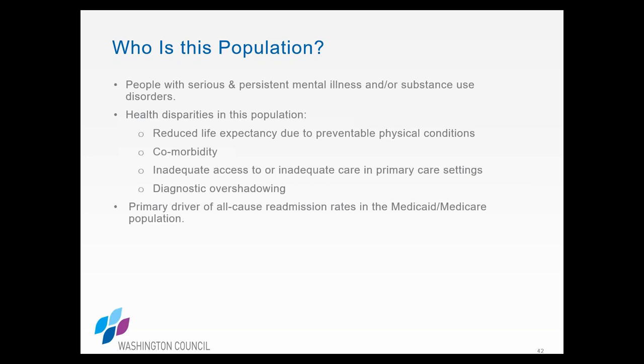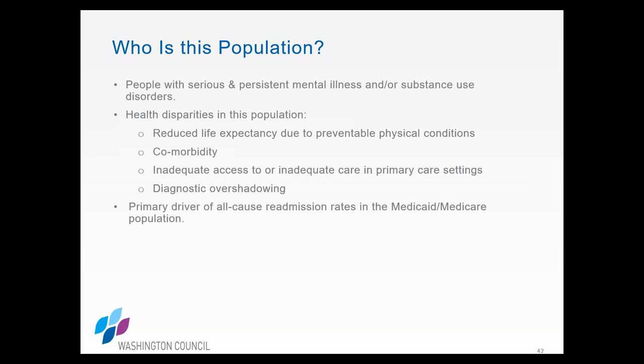And then relatedly, this population often has multiple chronic physical conditions. And in fact, when you're talking about Medicaid beneficiaries with a serious mental illness, they are 2 to 3 times more likely to also have a chronic physical condition. So in my mind, these data really require us to begin a systemic shift away from episodic acute care or addressing just presenting symptoms so we can really begin focusing on whole person care. And then a few other health disparities that are found in the SMI population are inadequate access to or inadequate care in the primary setting, which I will talk a little bit more about in the next slide.